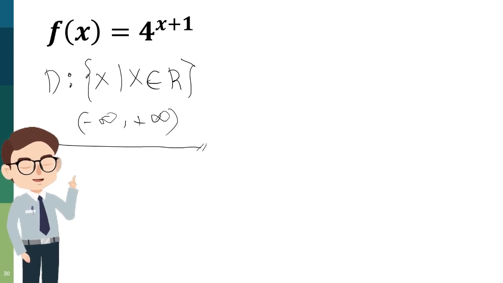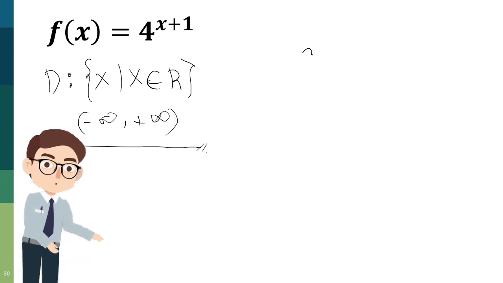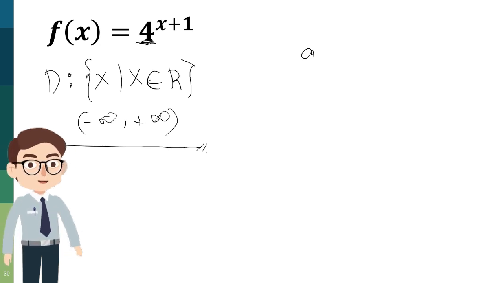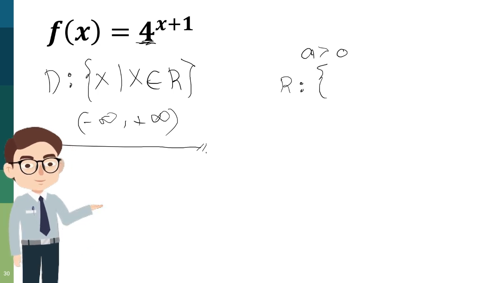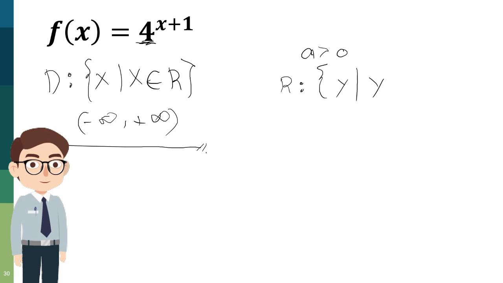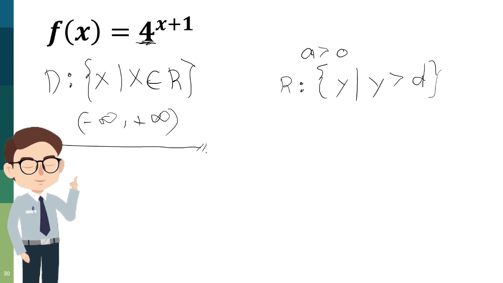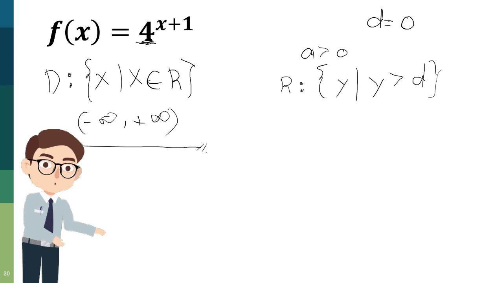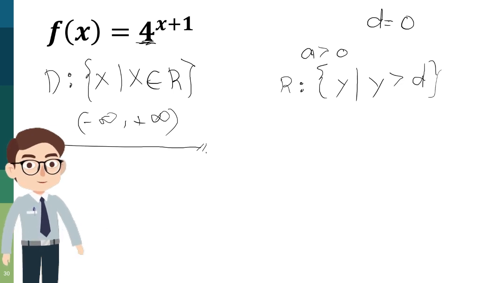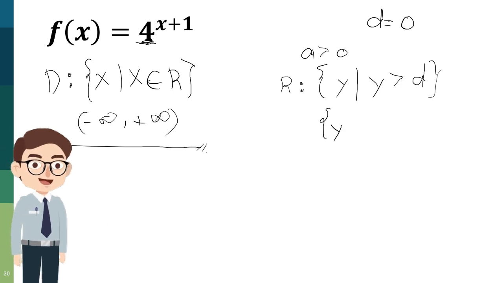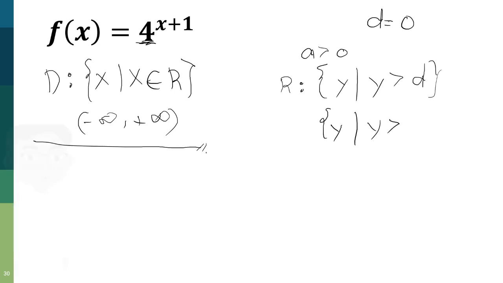That is our domain. For our range, as you observe, your a, that is 4, is greater than 0. Therefore, your range is the set of all y such that y is greater than d. But then, there is no d here. So your d is equal to 0. Therefore, to write it up, that is the set of y such that y is greater than 0.